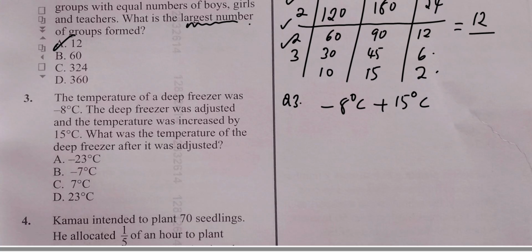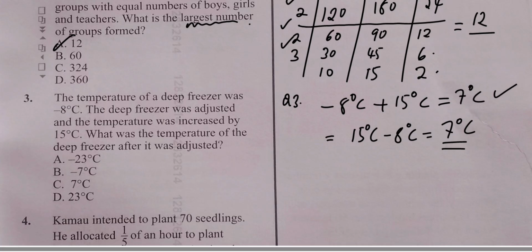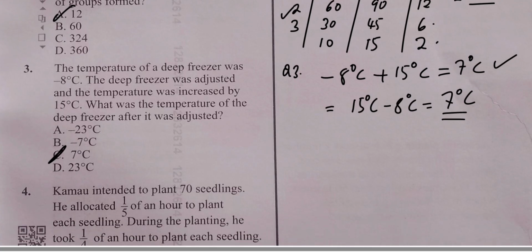So you need to take -8 and add 15 to it. So it's basically just saying 15 degrees Celsius minus 8, which gives 7 degrees Celsius as your answer. But it's better to write it like this: -8 plus 15. 15 minus 8, you just remain with 7 again. So basically this is your answer.